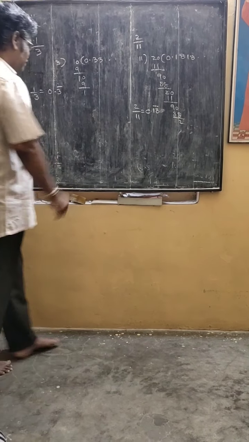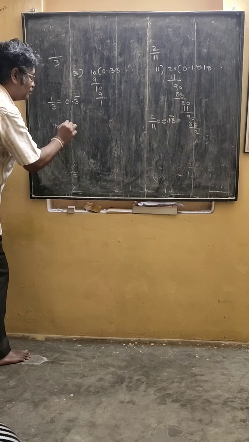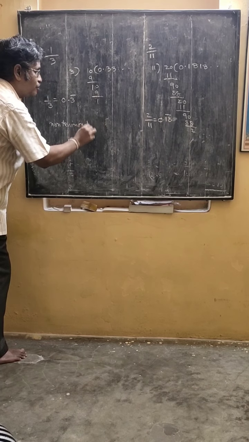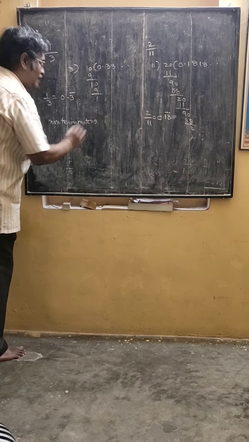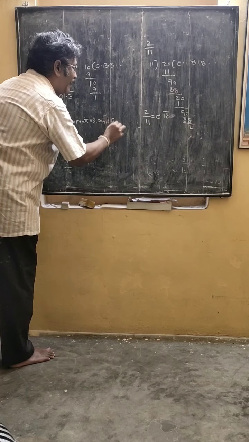So what type of decimals are these? They are non-terminating and recurring decimals, already discussed in 9th standard.